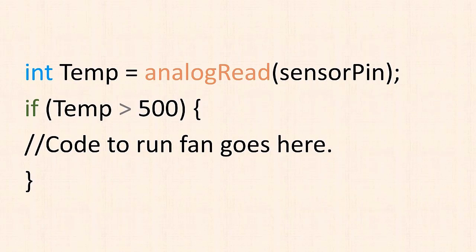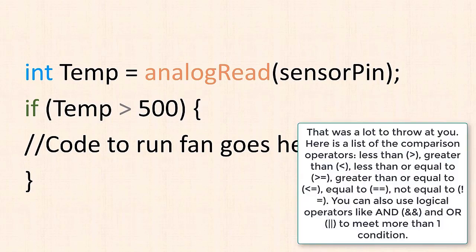This reads the ADC using the analogRead function, and then assigns that value to an integer named temp. Here we have the if statement. Let's break it down. We see the word if, and then we see a comparison inside the parentheses. Now that comparison could be anything. It could be less than, greater than, less than or equal to, greater than or equal to, or not equal to.